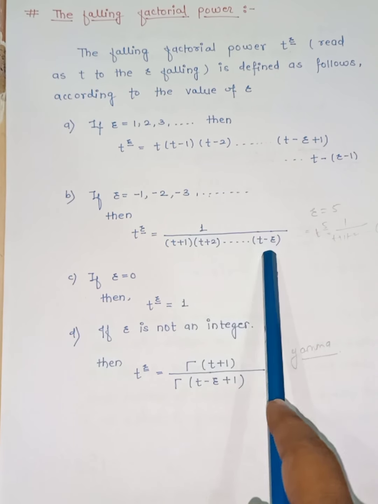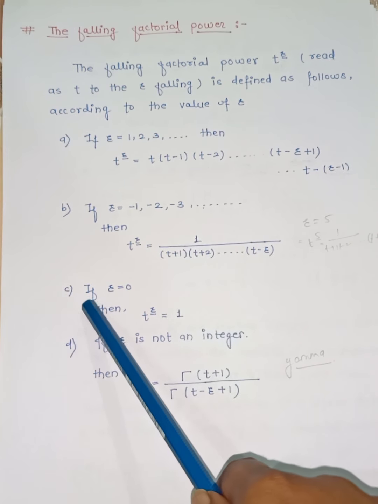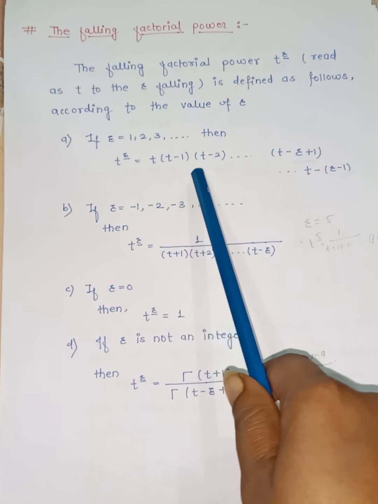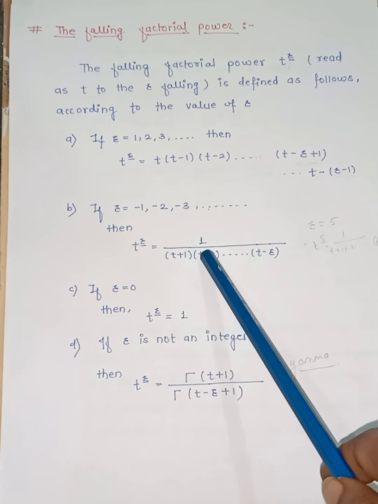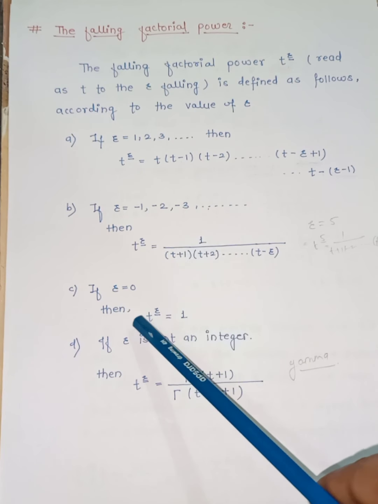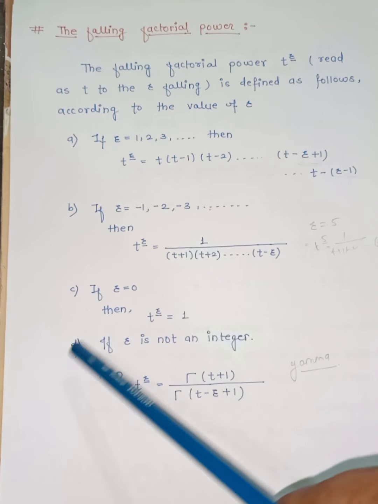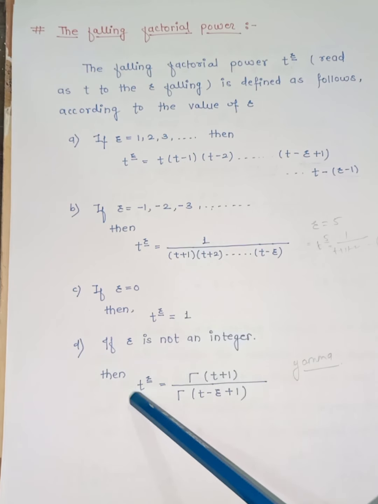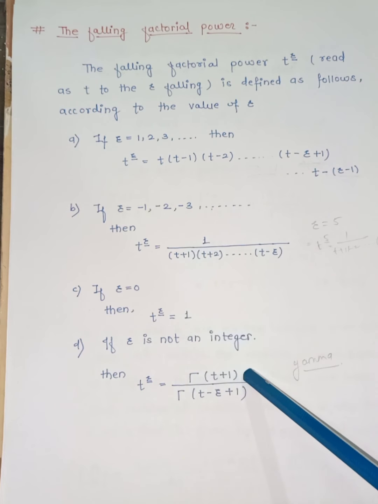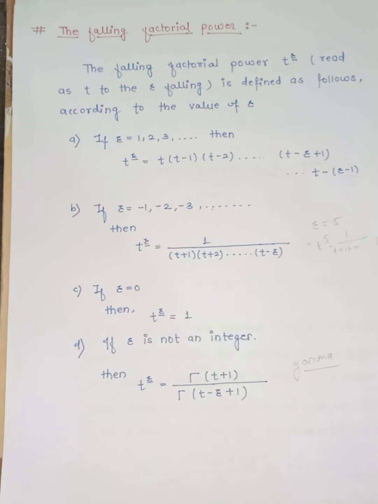Okay, t minus r. Then the third one, if r is 0, not a positive integer, not a negative integer, if it is 0, then t to the falling r will be equal to 1 only. Okay, then the fourth one will be r is not an integer, then t to the falling r will be equal to gamma of t plus 1 upon gamma of t minus r plus 1.